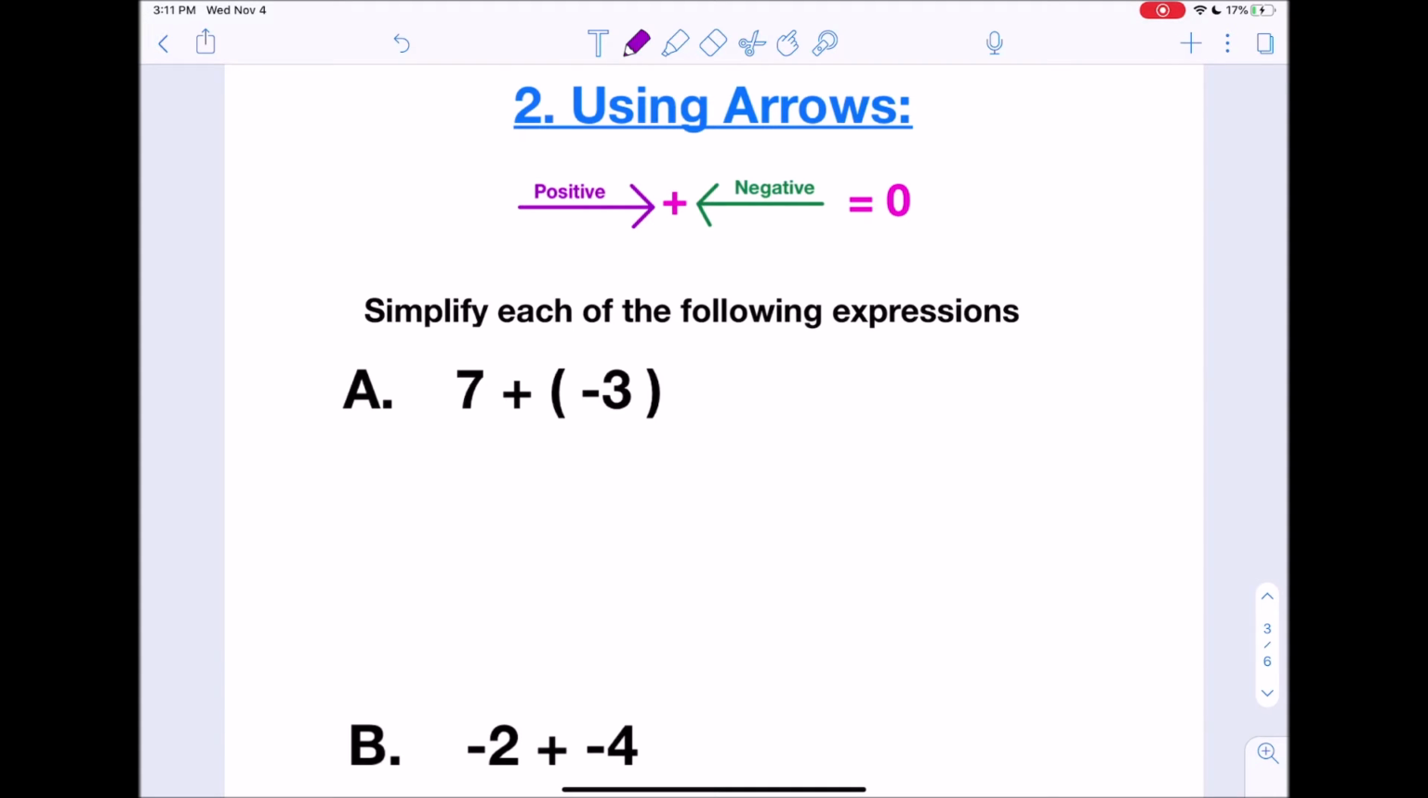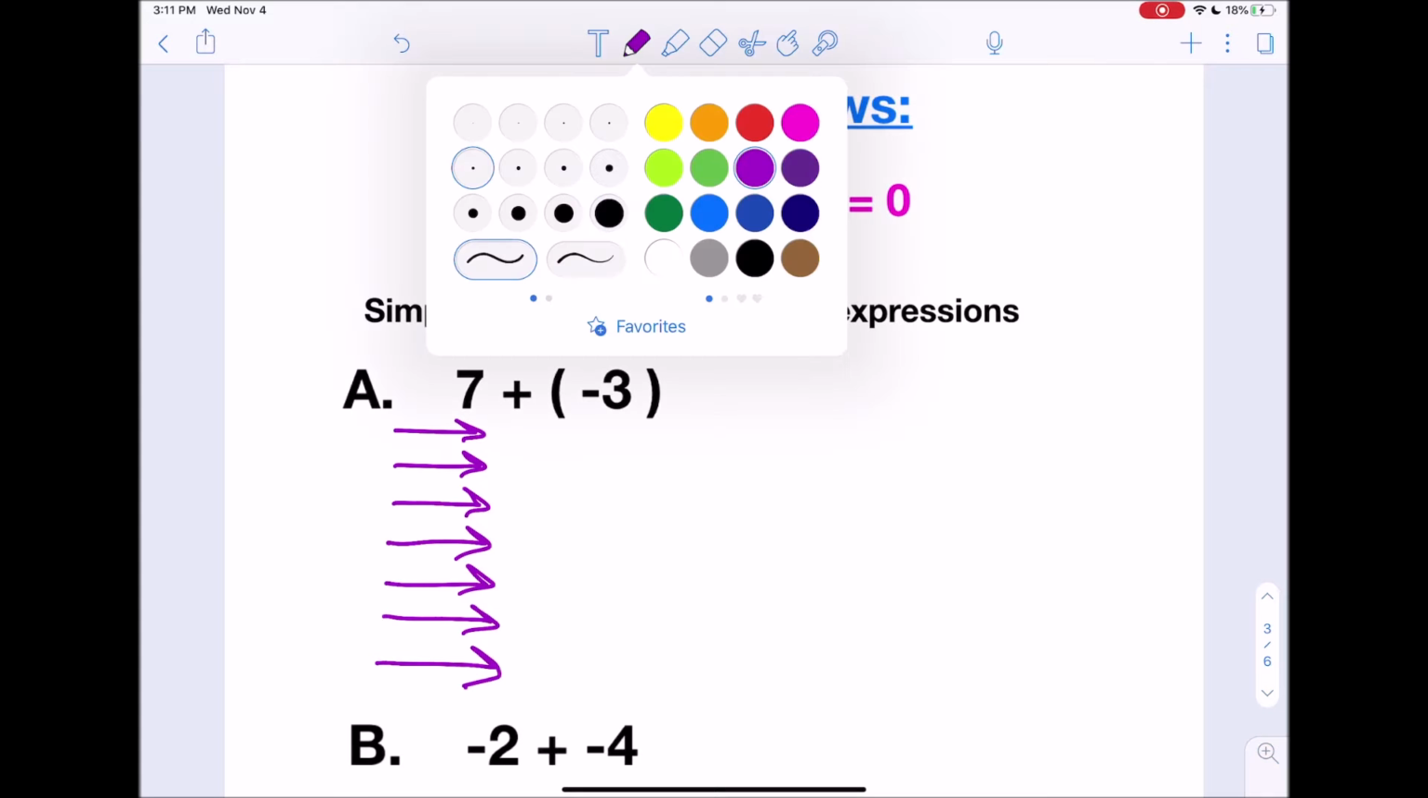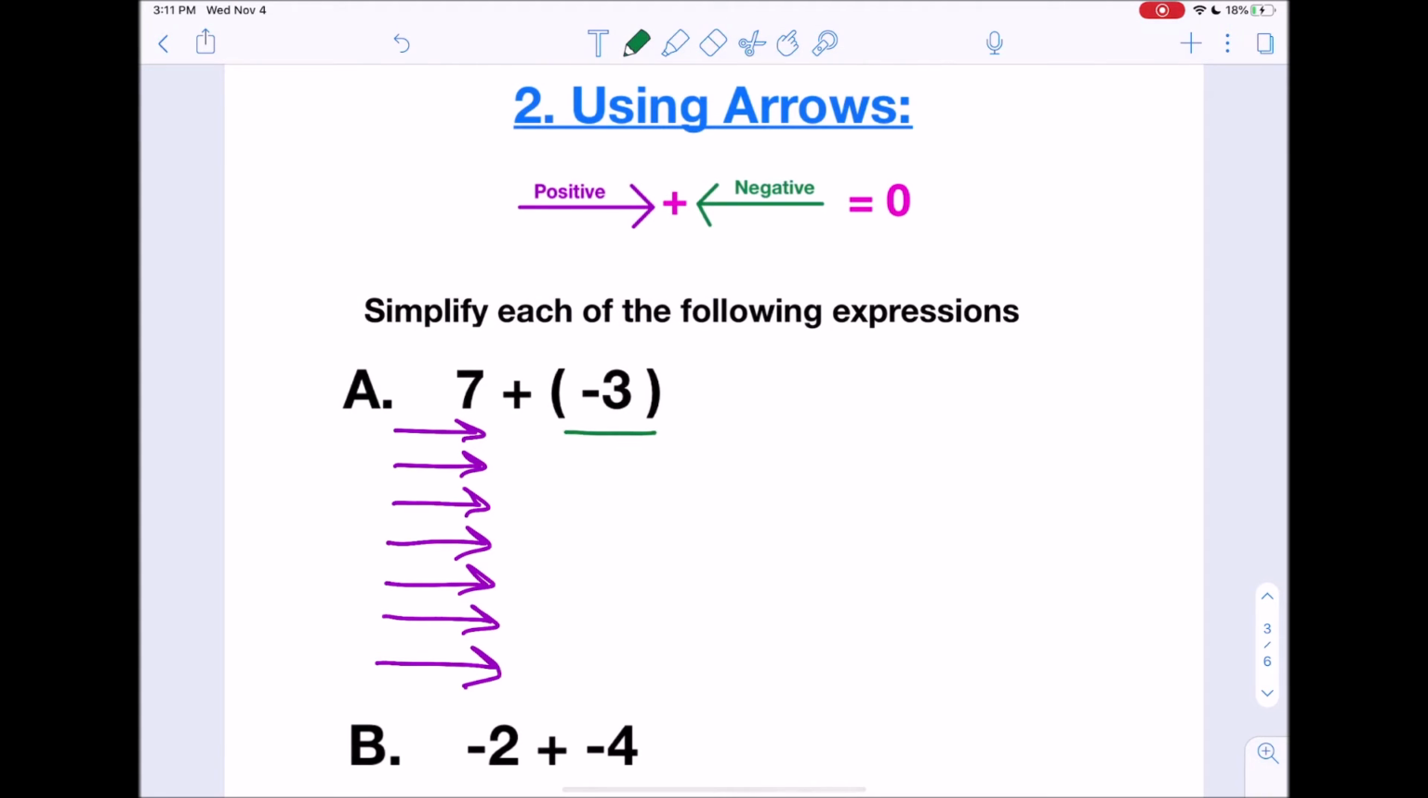So for A, we have 7 positive arrows. So I'm going to go 1, 2, 3, 4, 5, 6, 7. Okay. And then for the negative 3, I'm going to have 3 arrows going towards the left.